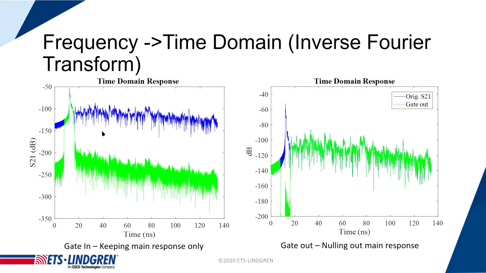Mathematically, we can easily do that by applying a time domain gate. The green line here represents the time-gated signal. So mathematically, I can remove these reflections. If we only take that information, we have the response as if the antennas are in free space without these reflections. Conversely, I can delete this main response and then only look at the reflections.